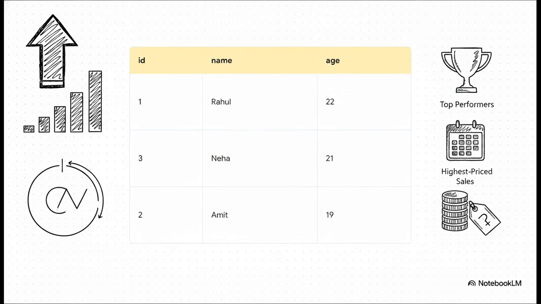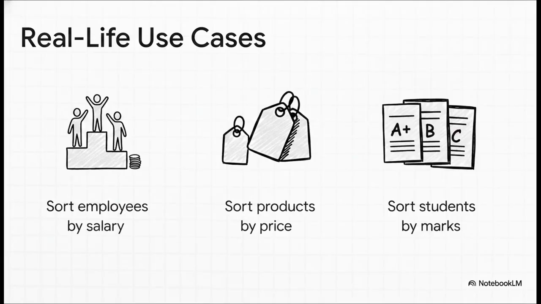And this is incredibly useful for finding things like, say, your top performers, your most recent sales, or the highest priced items in a store. And believe me, this isn't just some abstract exercise. In the real world, you'd use this constantly. You could sort employees by salary to find the highest earners, you could sort products by price from lowest to highest, or you could sort students by their test scores to see who's at the top of the class.